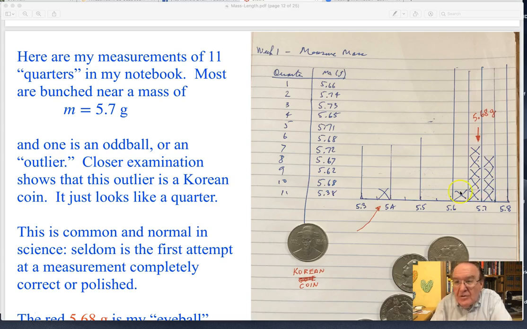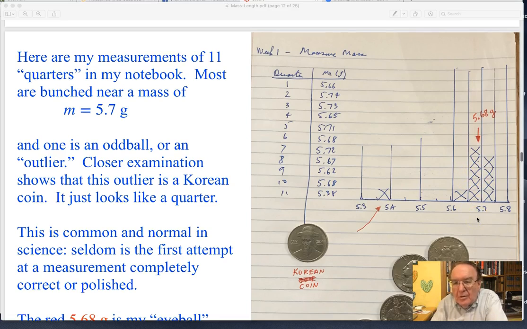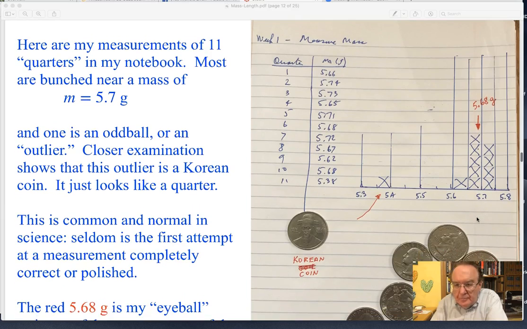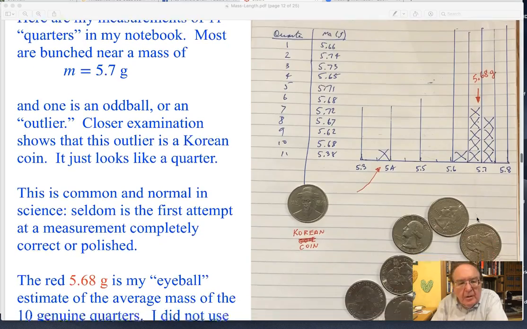First off, you can see all the quarters are rather tightly clustered around 5.68. And even with your eyeball, you can estimate what the average is for these 11 measurements. You can also estimate what the error is. The error is about a bin or half a bin. In other words, you can move up and down by half a bin, and there are still some quarters in there.